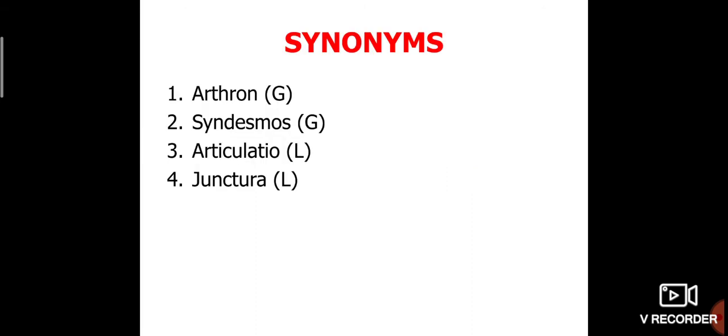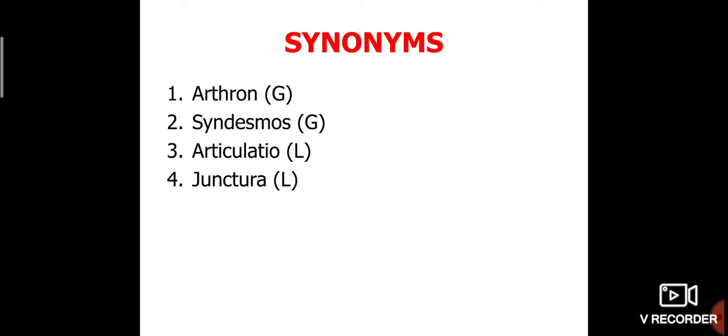Hi everyone. Today we are going to take a new topic, joints. You must be knowing what a joint is. Joint means the meeting point between two or more bones. The meeting point between two or more bones is called a joint.